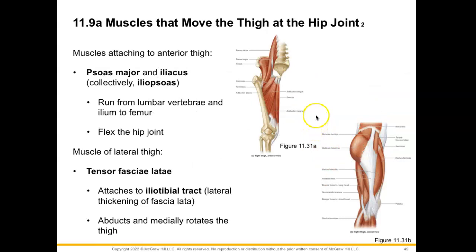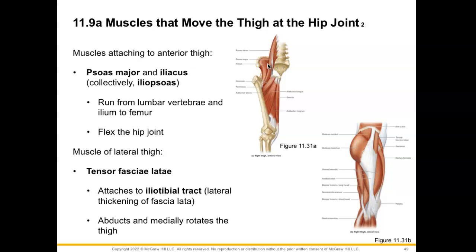And we'll start out with our anterior thigh muscles with our psoas major, and we also see psoas minor over here, and iliacus, which is found here. Together, they are known as iliopsoas. Again, the P is silent. And it's going to run from this lumbar vertebrae and the ilium over to the femur. It inserts into that lesser trochanter here. And when it contracts, it's going to flex the hip joint. Basically, it'll cause the vertebral column to flex, so you'll bend down.